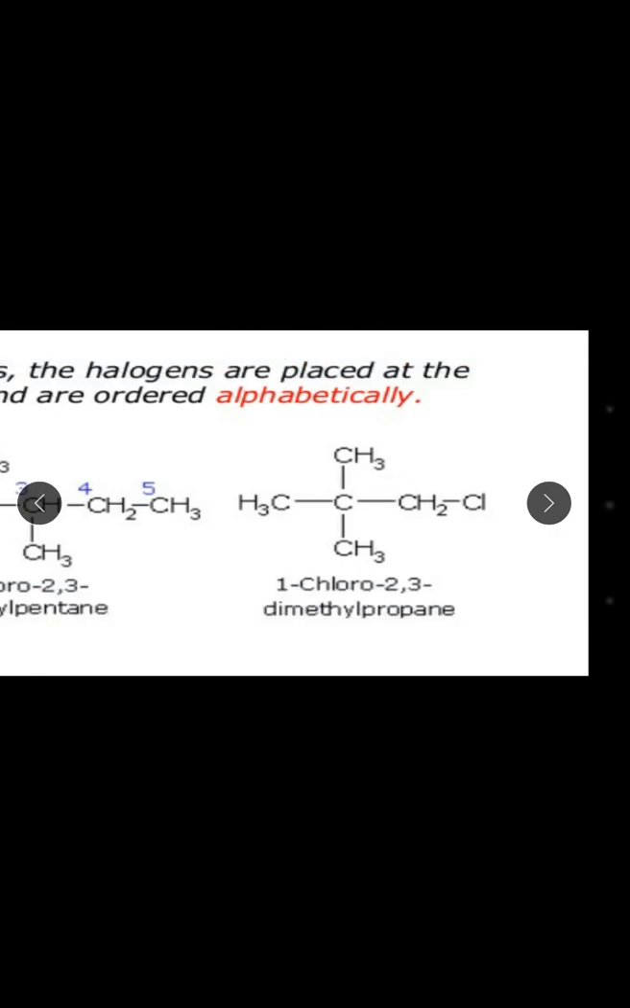So it should have been 1-chloro-2,2-dimethyl-propane. Take note of this. I will look at it and get back to you on this, but this is actually wrong.